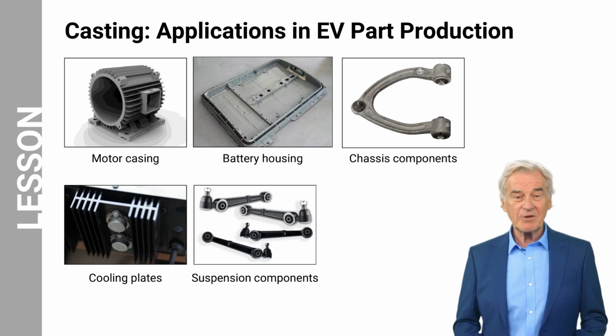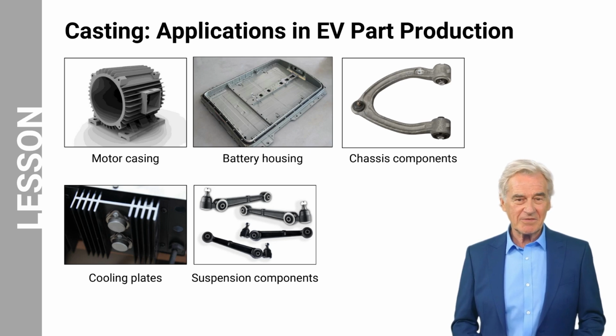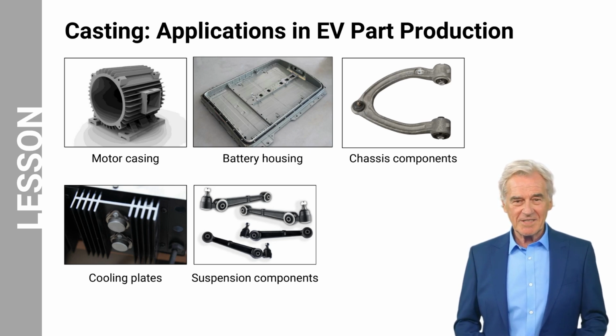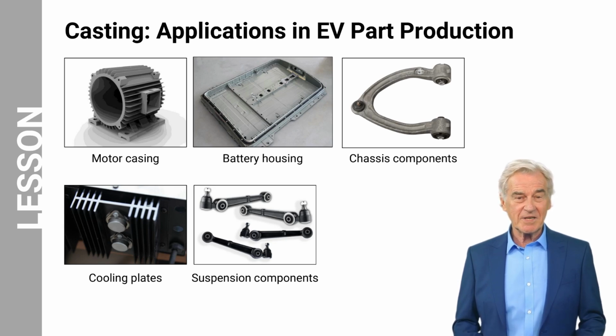Casting is widely used to produce precise parts for various industries, including electric vehicle manufacturing. For example, motor housings are cast to provide solid enclosures for electric motors. Battery housings are cast to protect battery cells, ensuring safety and durability. Chassis parts, like cross members and brackets, are cast to provide the vehicle frame's structural support and rigidity. Cooling plates are cast to manage heat and maintain the performance of the battery and motor.